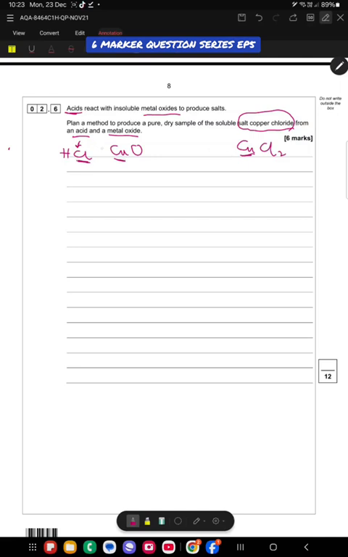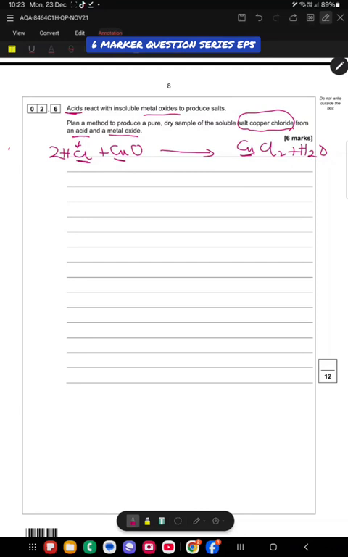If you want to write the chemical equation, you can put it down like that. That's the copper chloride here, and then I'll also form water. So that should be the reaction. You can put 2 here to balance the equation. All right, so let's go.